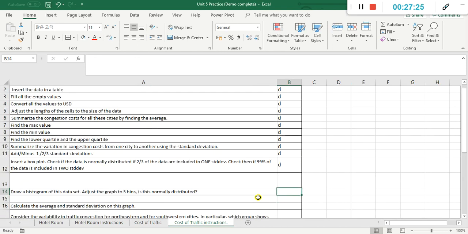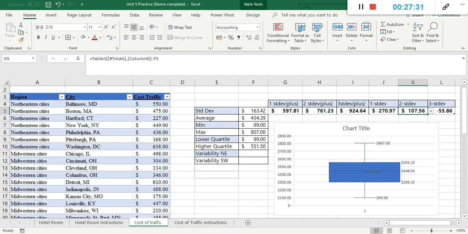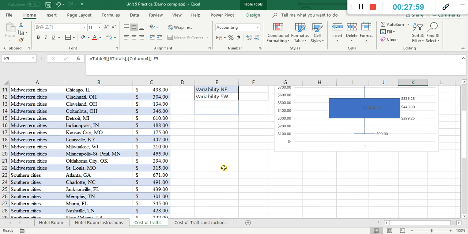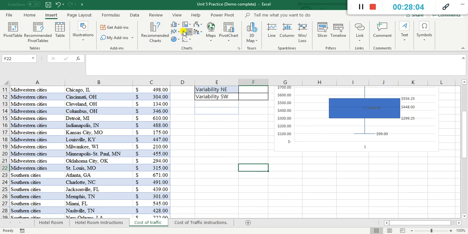Draw a histogram of this data set and check if it's normally distributed. Actually, in this case, we already can see. Remember, if this x touches the line of the median, that means it's normally distributed or very slightly skewed. Like I said, that's not a big problem. Slightly skewed is not a big issue because it doesn't distract us that much. So anyways, the evil professor is asking us to insert a histogram.